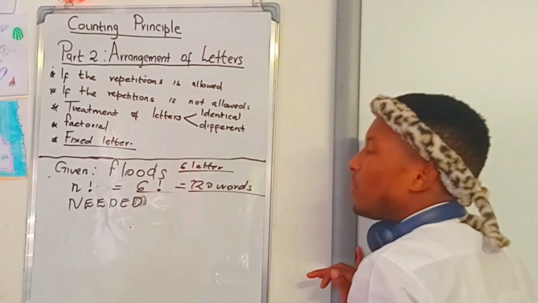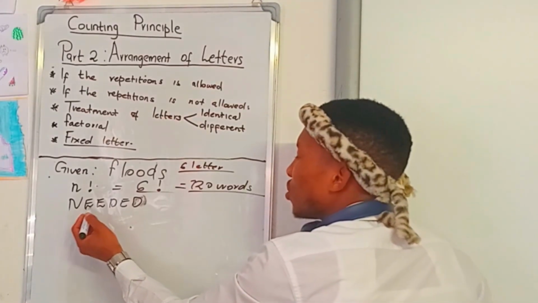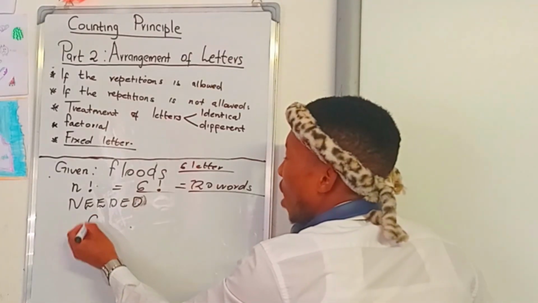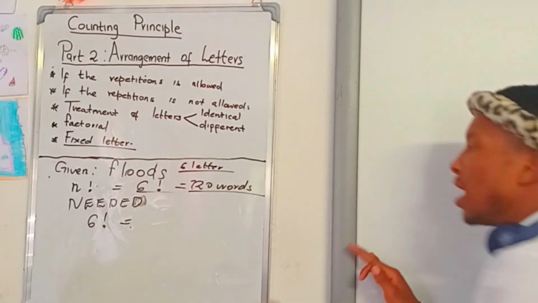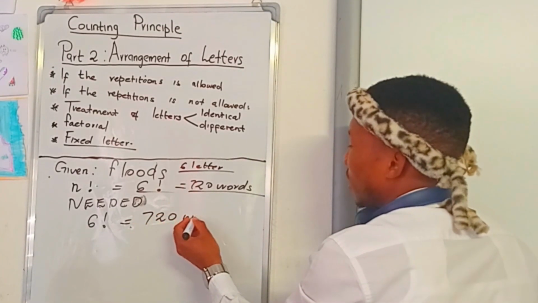How many word arrangements are going to be created? We're going to say we have 1, 2, 3, 4, 5, 6. We have 6 letters. Then it's just going to be 6 factorial. Then you punch your calculator: 6 factorial is the same as 720 ways.